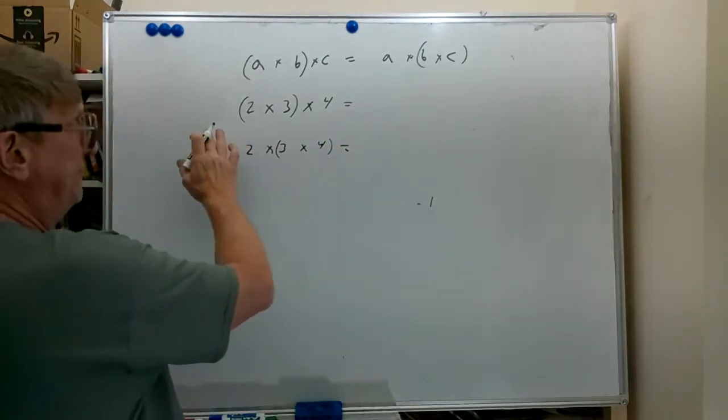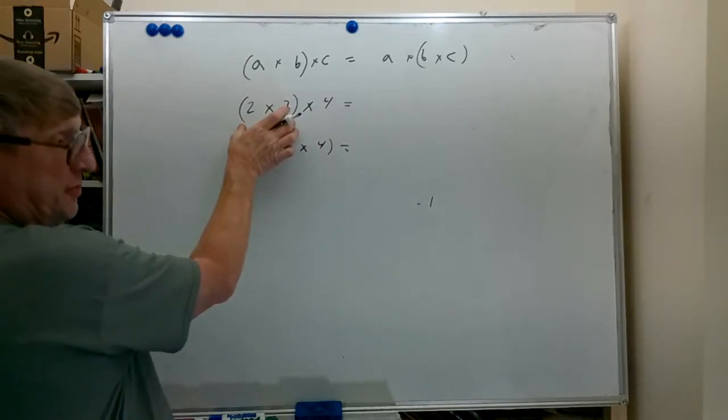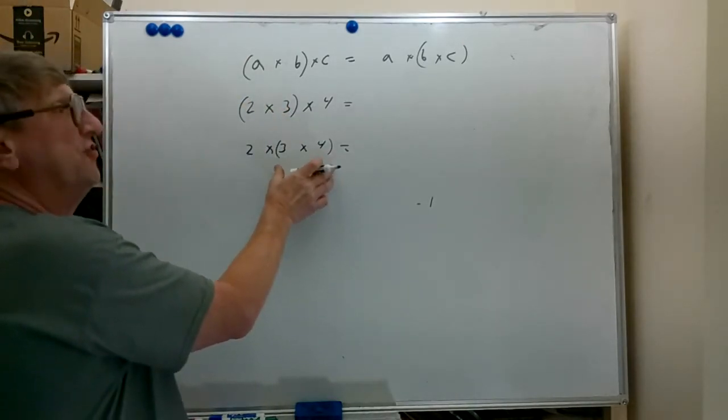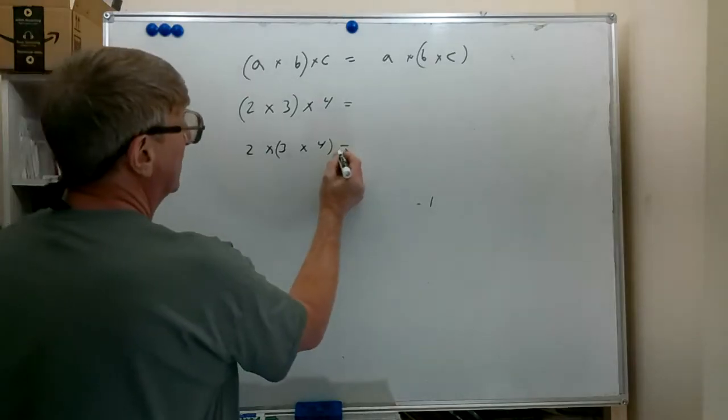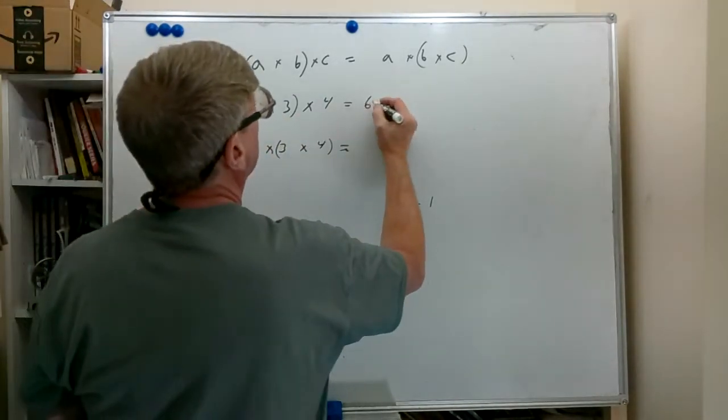So here we have 2 times 3 times 4. Here we associated the 3 with the 2 using the parentheses. Here we associated the 3 with the 4 using parentheses. So we're going to do this part in parentheses first. 2 times 3 is 6.